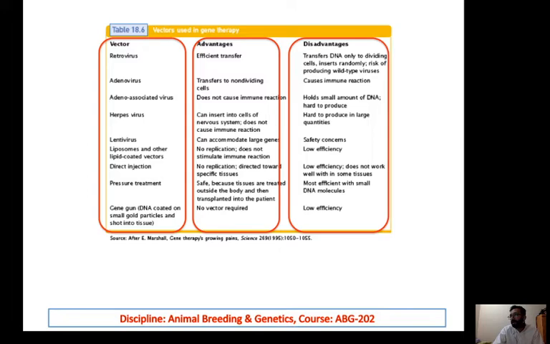Similarly, the adeno-associated viruses do not cause any immune reaction. That is the advantage, but the disadvantage is they hold a small amount of DNA and are hard to produce. So the size of the fragment which you are carrying with these viruses is very small. Then the herpes viruses, lentivirus, and so on. So each virus has its advantages as well as disadvantages. The last one is the gene gun: DNA coated in small gold particles and shot into the tissues. It does not require any vector, but its efficiency is very low. So these are different methods to transfer DNA to the cell to get it replicated and translated.